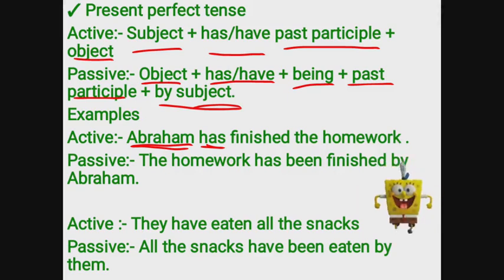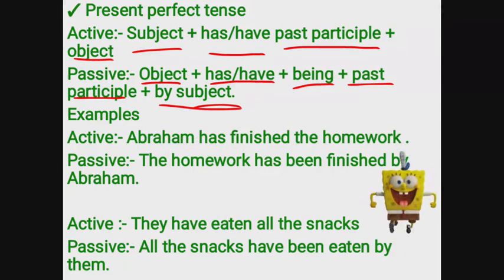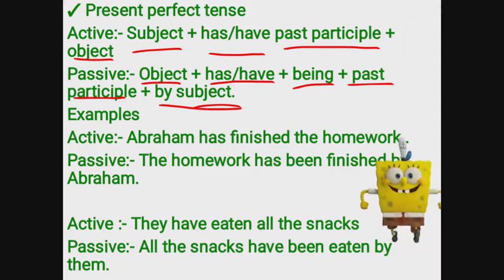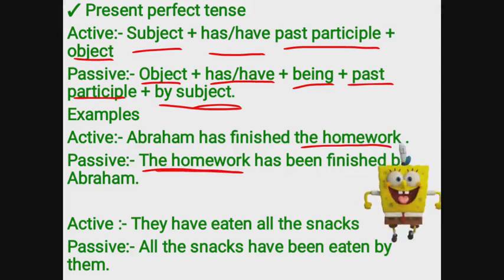Now, how can we change this into passive voice? Remember that we'll use the X rule. First of all, Abraham has finished homework. What did Abraham finish? The homework, isn't it? So the homework is now the subject. It now becomes the subject in the passive voice using our X rule, if you remember.